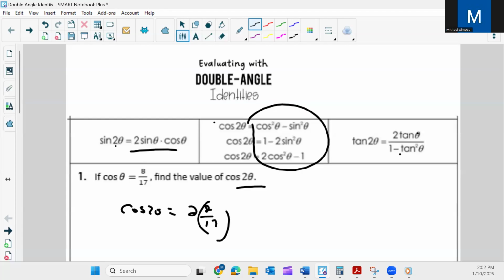Okay? This is the angle. 8 over 17 is not an angle. It's just a number. That's why you can't do it that way. You've got to use the identities to solve this, okay? So make sure you don't say 2 times that.